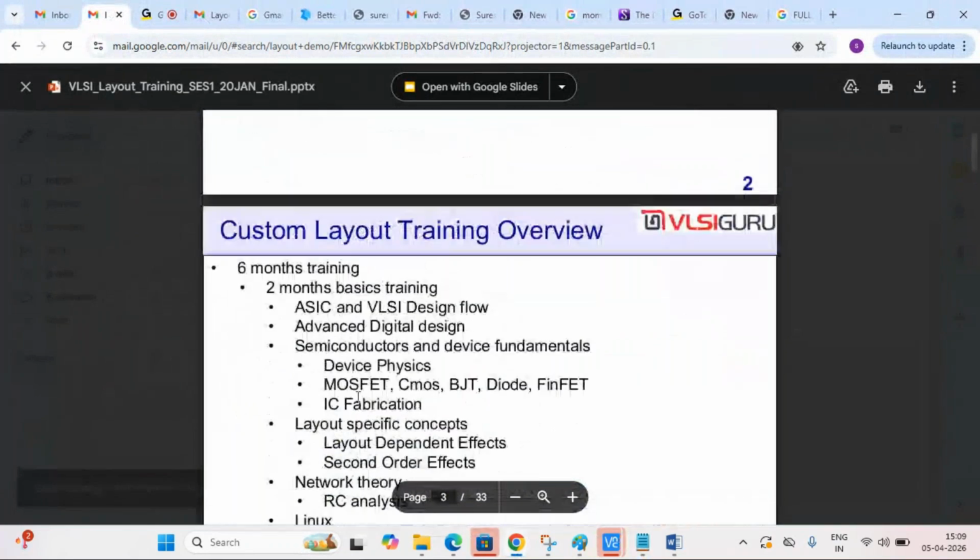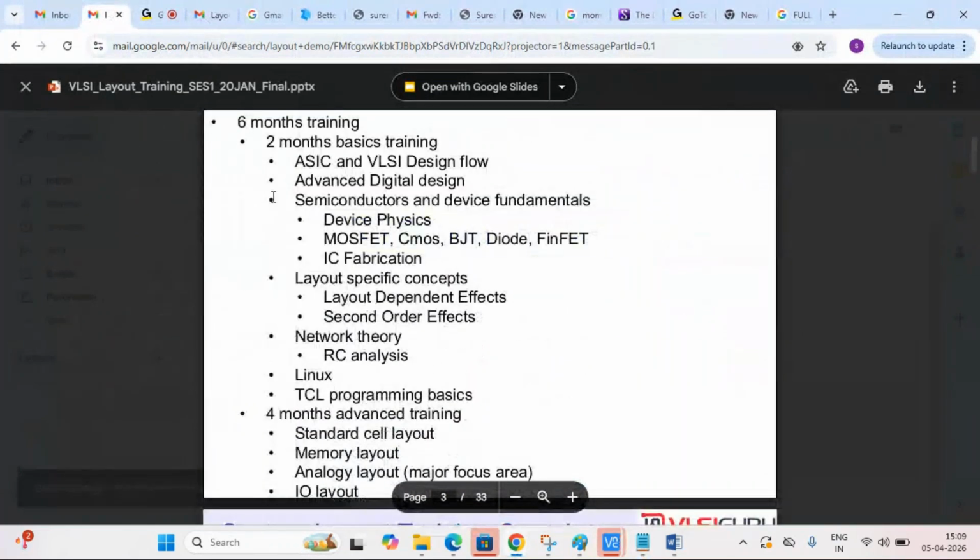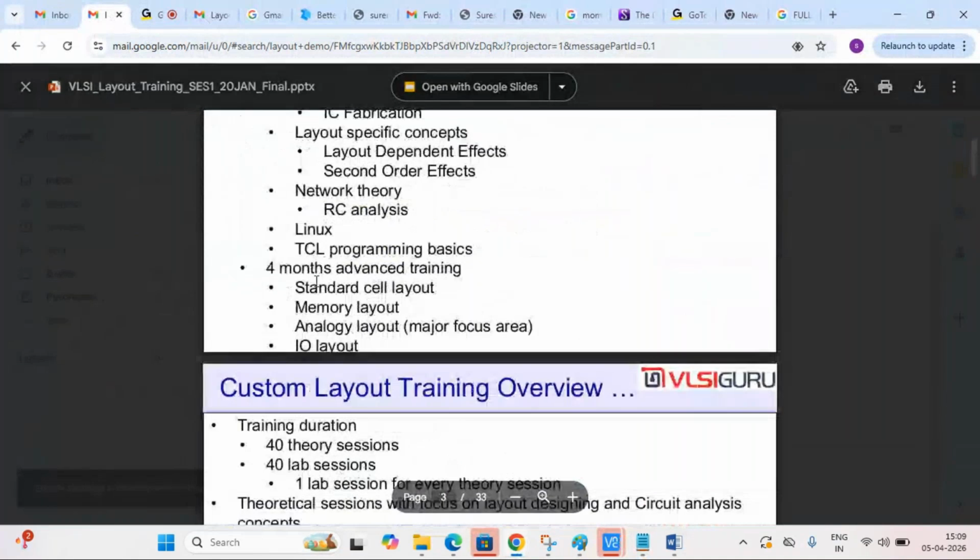So generally it is a 6 month course. 2 months will be basic training, 4 months will be advanced.